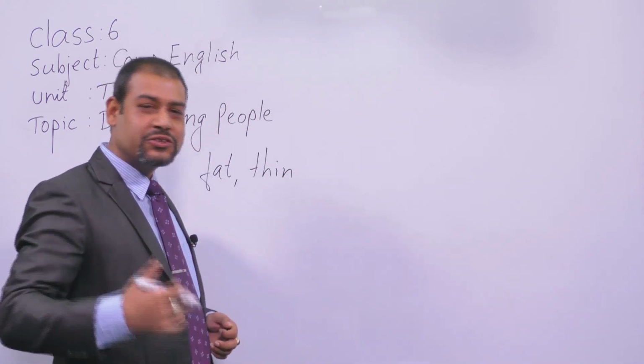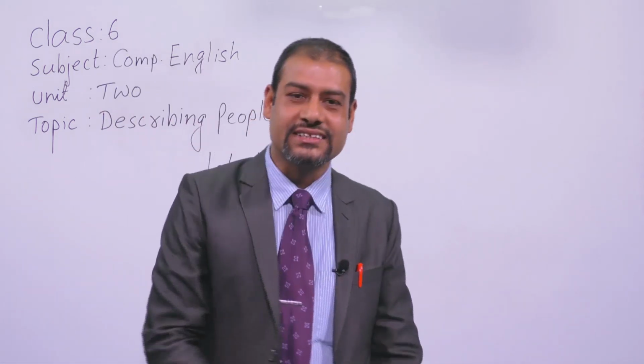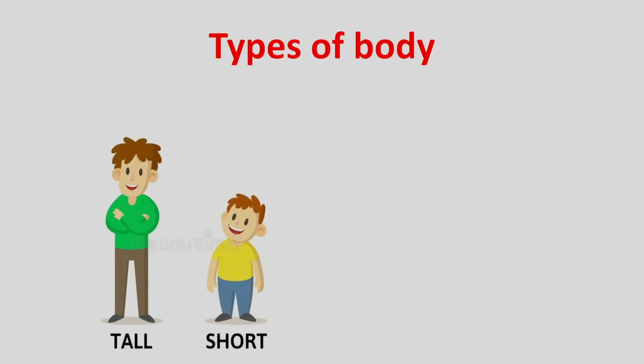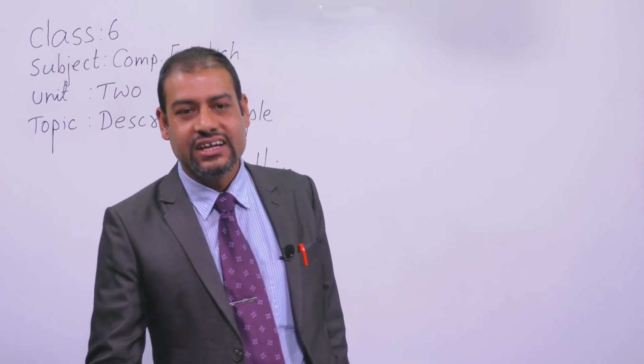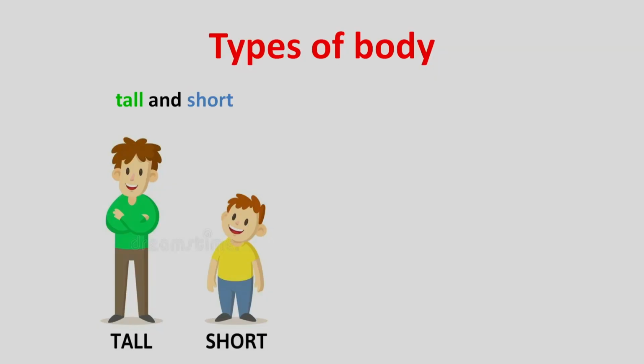Good. Now we are going to discuss it. Is it okay? So let me show you the next slide again. What do you see there? See, there are two boys. One boy in a green dress and another boy in a yellow dress, okay? So who is taller there? The boy in green color or the boy in yellow color? It means yes, the boy in green color is tall and the boy in yellow color is short.